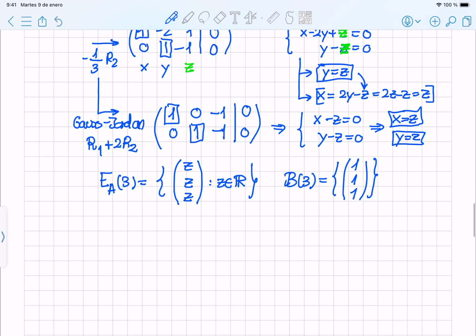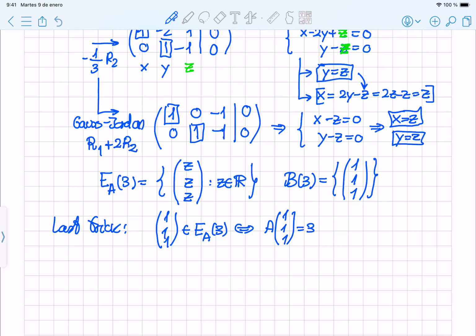And maybe a last trick. Last trick is the following. How can we check that what we have done is correct? If the vector 1, 1, 1 is well computed, for instance, this is an eigenvector of the 3. This is equivalent to say that if I multiply the matrix by this vector, I should obtain 3 times the vector. So let's check that this is true.